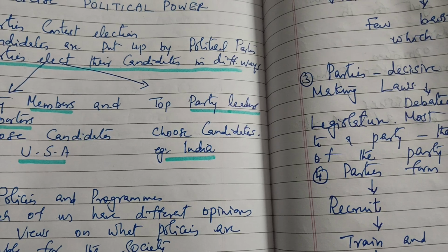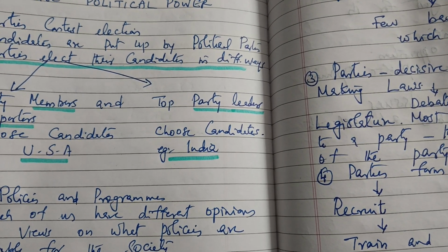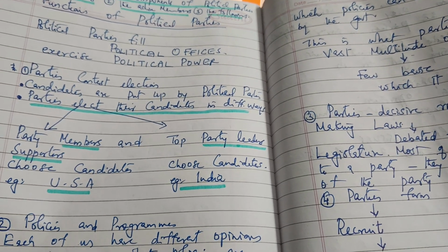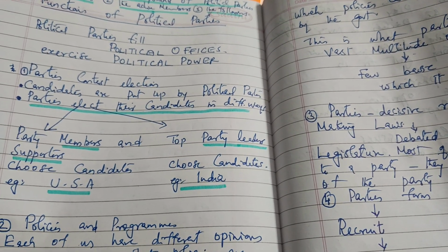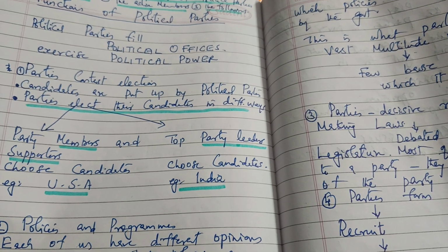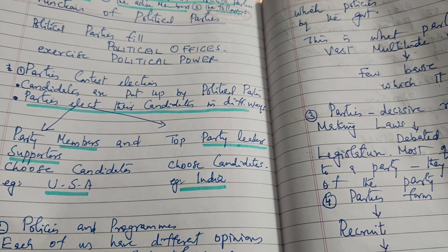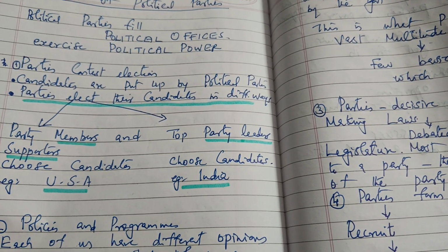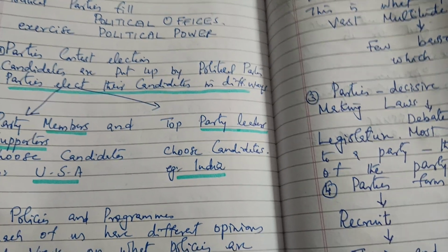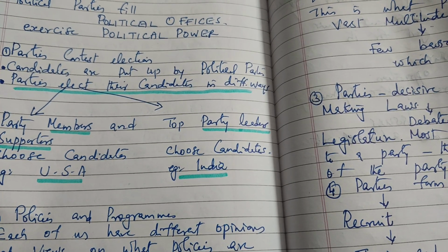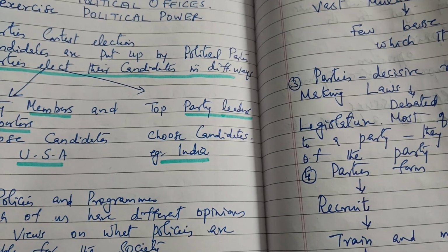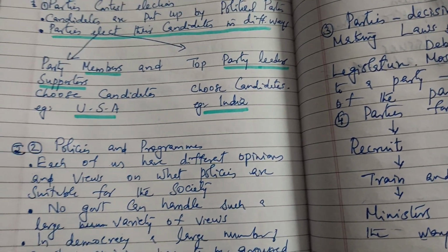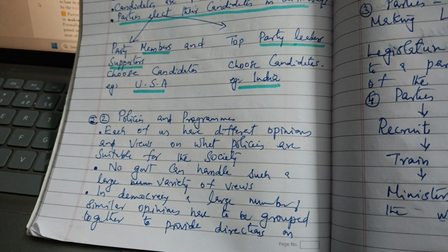From this point, you will get how to fill the first answer. Even though in the textbook it is not clearly explained, several times this has come as a 3-mark question: what are the components? Once more, the leaders, the active members, the followers. In the USA, the members and supporters choose the candidates for the election, and in India, like some countries, the party leaders choose the candidates. So you got something to fill regarding that.